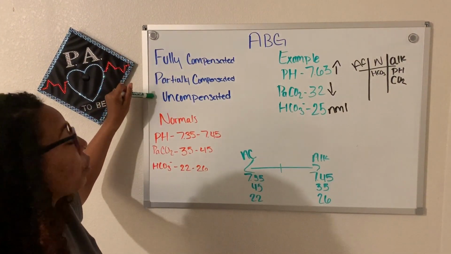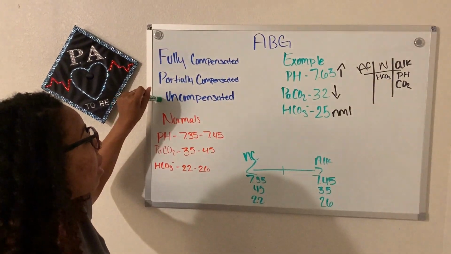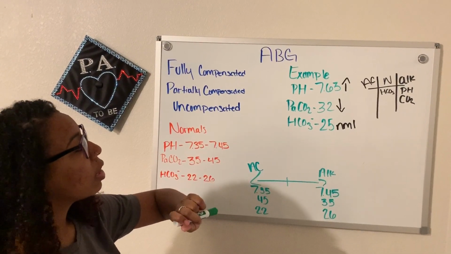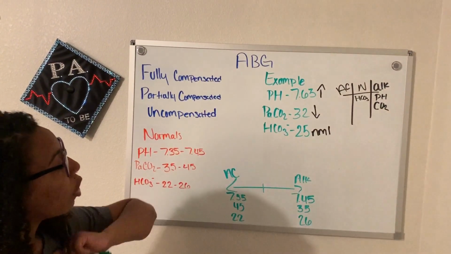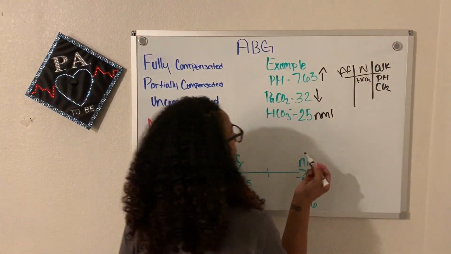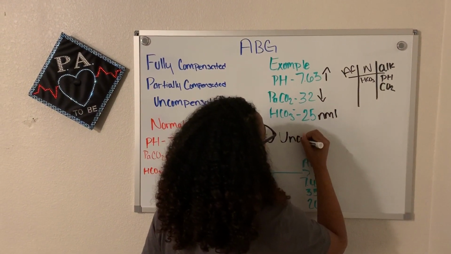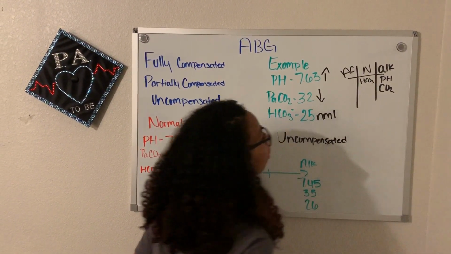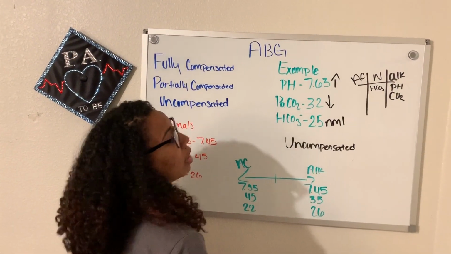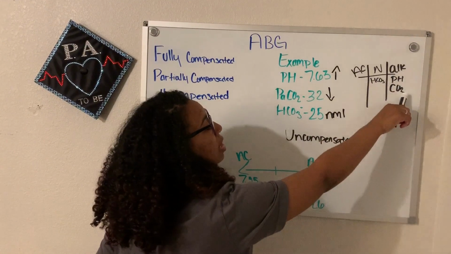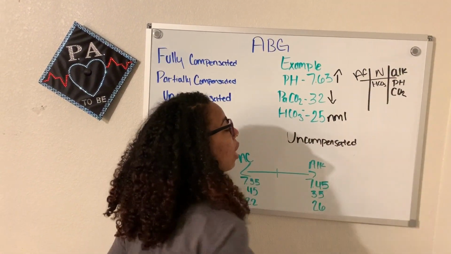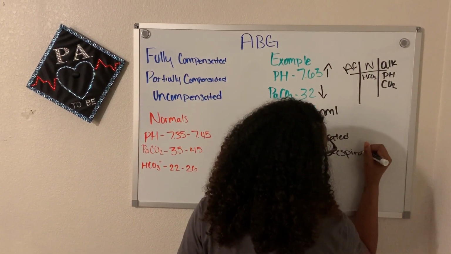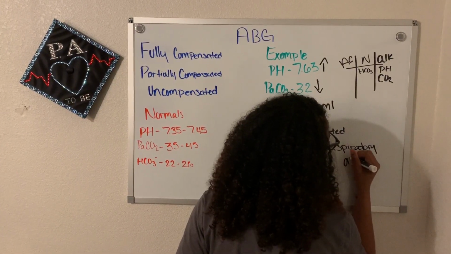So which one of these three does that mean? It means that this is uncompensated because at least one of the PaCO2 or bicarb has to be normal, and bicarb is normal. So we have uncompensated. Now, is it respiratory or is it metabolic? Well, it's respiratory because pH and CO2 are on the same side, and it's under the alkalosis. So it's uncompensated respiratory alkalosis.